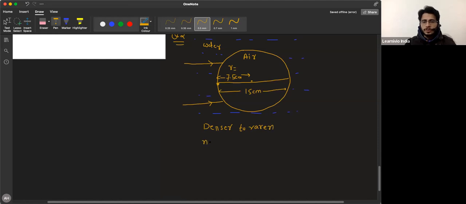So water is denser, so its refractive index is 4/3, given. Air is rarer, it's 1. Object is at infinity, so object distance is infinite. See, this is the pole. You are going in the direction of light. No, image distance is not 7.5 centimeter. Image distance is what we have to calculate. The radius of curvature, you're going in the direction of light, it's plus 7.5 centimeter.